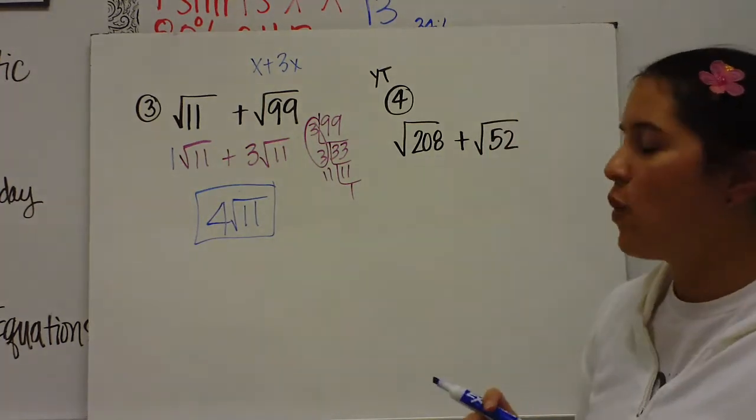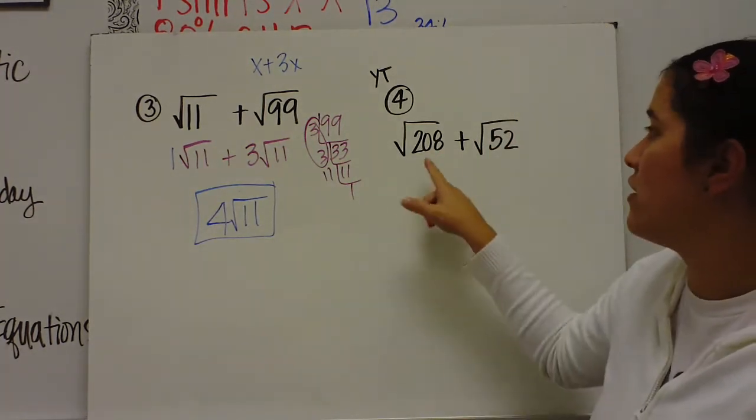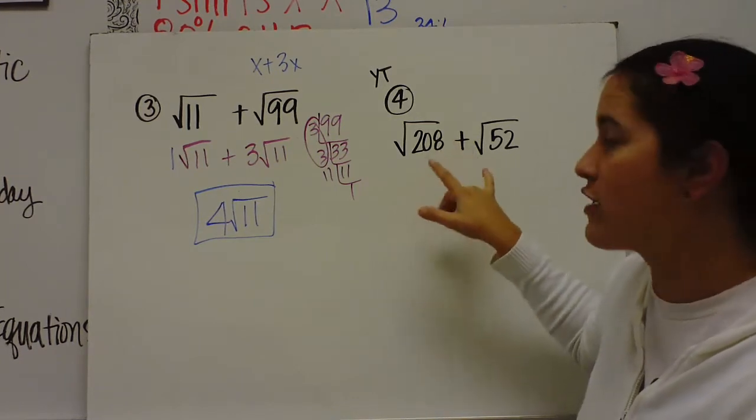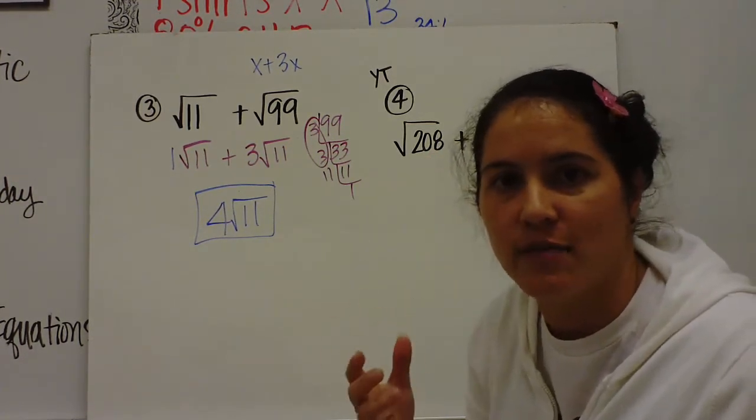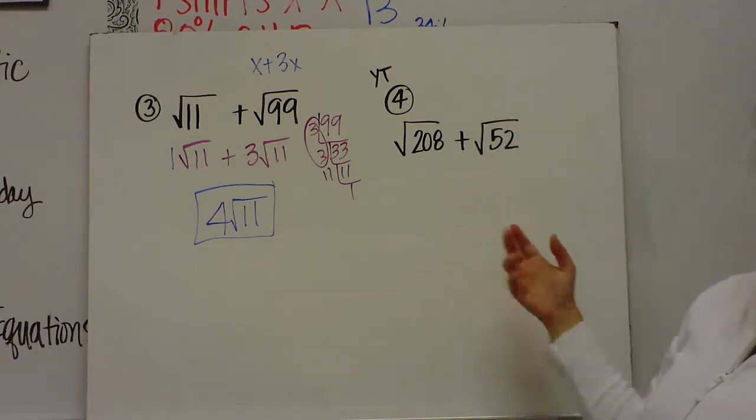Alright, so you try number 4. I want you to work it out. Either upside down division or factor tree. You have to simplify these. If you simplify them correctly, you should have the same square root, and then work it out.